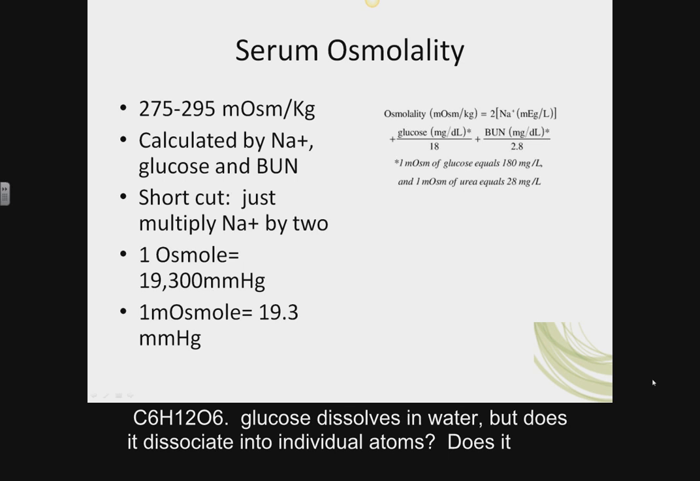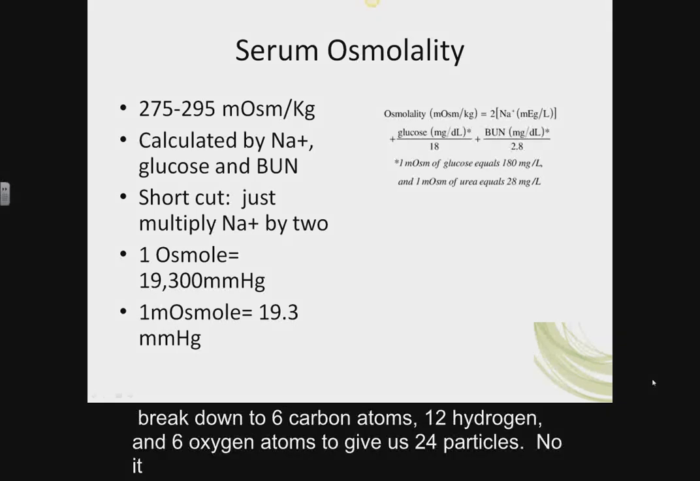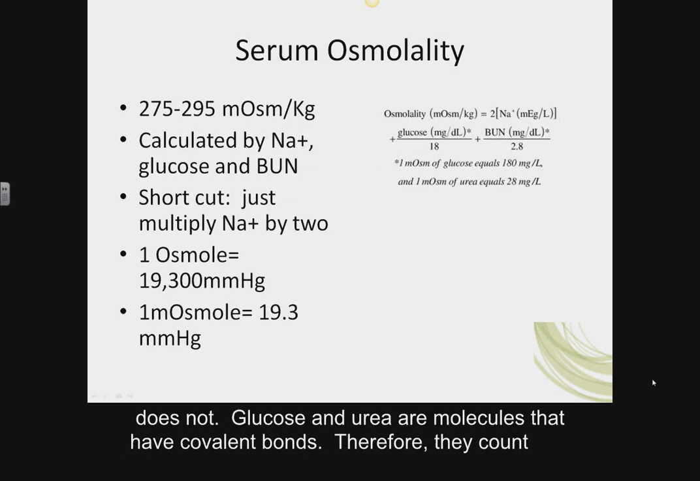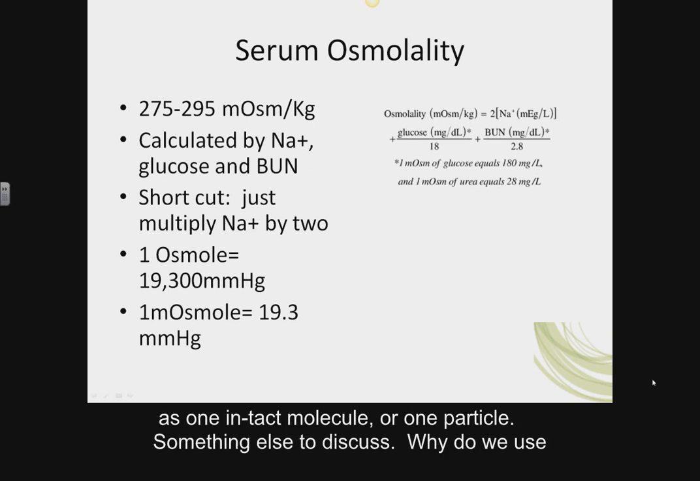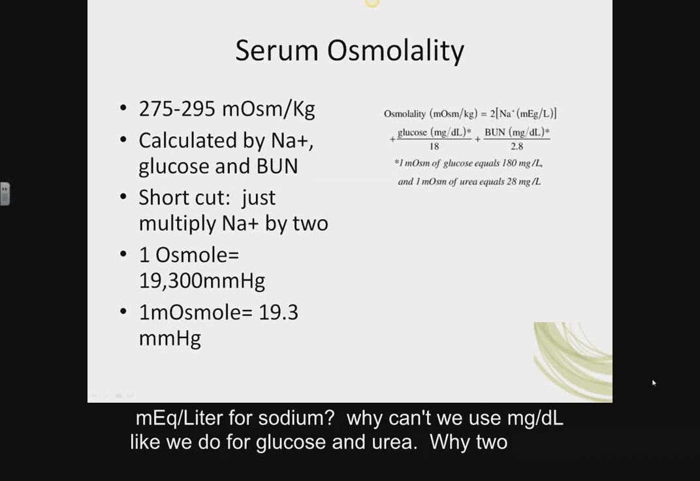You might be wondering why we don't do something similar for glucose or the BUN or urea. Let's just address glucose. Glucose is C6H12O6. Glucose dissolves in water, but does it dissociate into individual atoms? Does it break down to 6 carbon atoms, 12 hydrogen, and 6 oxygen atoms to give us 24 particles? No, it does not. Glucose and urea are molecules that have covalent bonds. Therefore, they count as one intact molecule, or one particle.